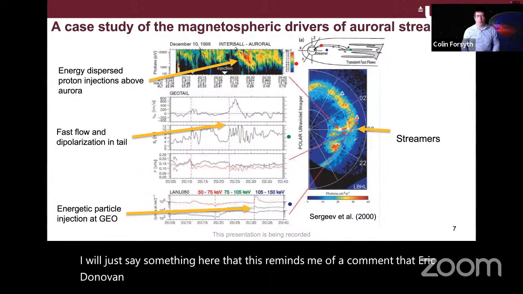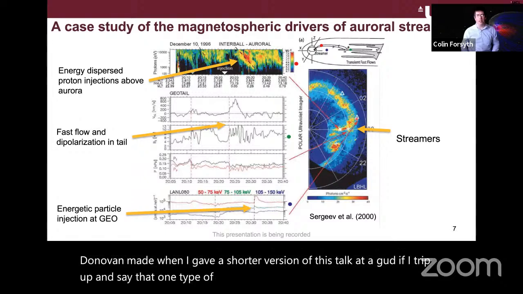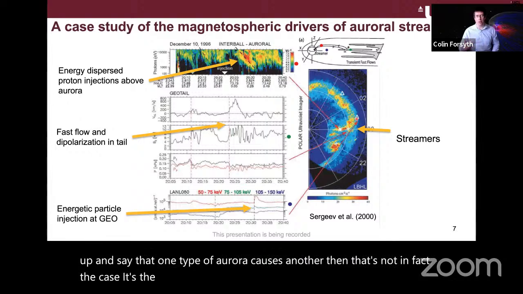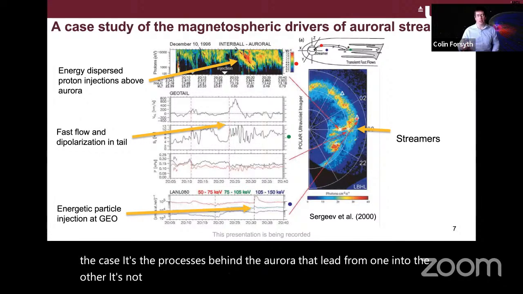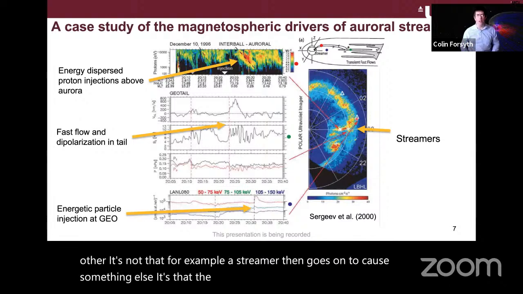I will just say something here that this reminds me of a comment that Eric Donovan made when I gave a shorter version of this talk at AGU. If I trip up and say that one type of aurora causes another, then that's not in fact the case. It's the processes behind the aurora that lead from one into the other. It's not that, for example, a streamer then goes on to cause something else. It's that the processes behind the streamer cause that.